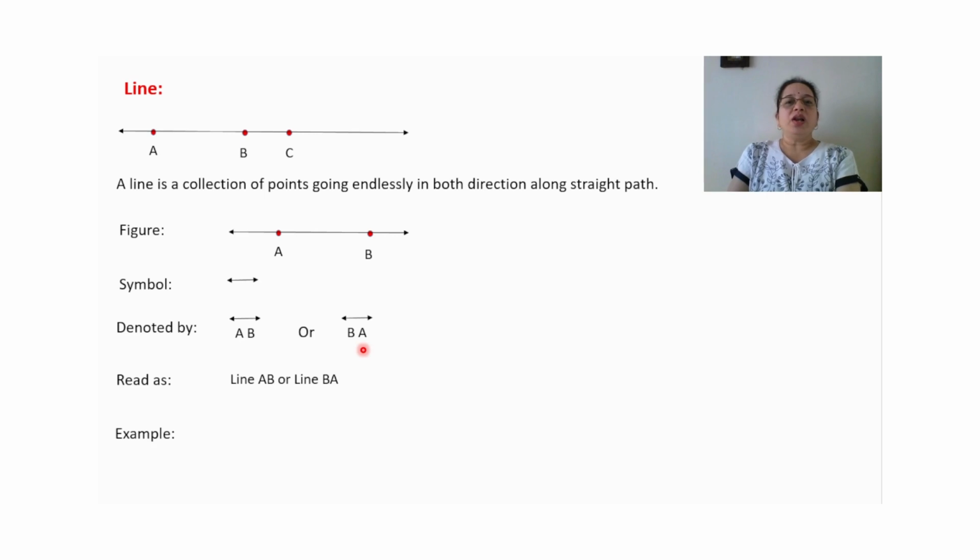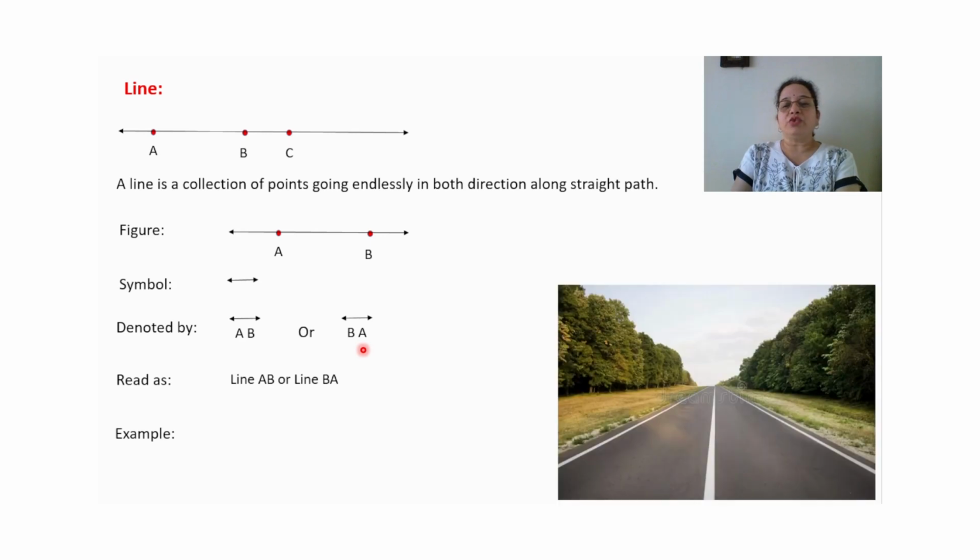Example: it's difficult to give an accurate example of a line, but just for understanding you can look at this figure. Assume that you are standing in the middle of the highway. You look on both sides, you can see a straight line till wherever you can see. So we can say that roads are an example of a straight line. Once again I am telling you, this is not an accurate example. Just for understanding you can take a road as an example of a line.